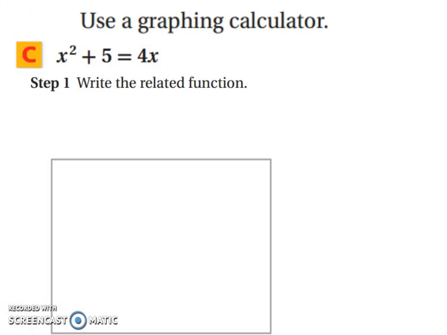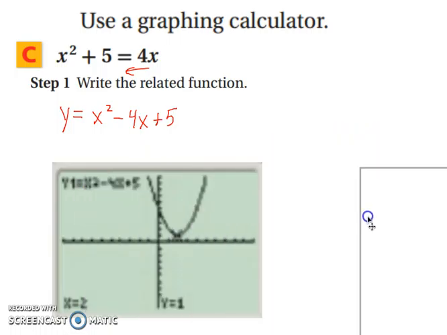Now try using a graphing calculator. So step 1, you need to write the related function. Once you have the related function, you're going to simply put that into your graphing calculator under the y equals. Alright, so our related function would be y equals x squared minus 4x, because we need to move this to the other side, and then plus 5. And when you stick that into your graphing calculator and then hit graph, you will end up with an image that looks as such.